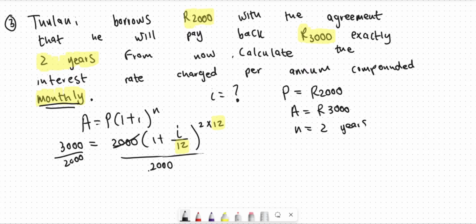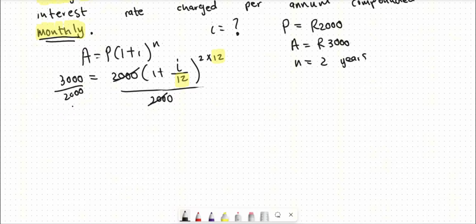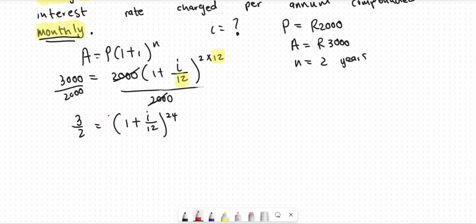And if you do that, these 2,000s are going to cancel. And now this side, you can simplify this fraction. It's actually a 3 over 2, which is equal to 1 plus i over 12, to the power of 24. How do you get rid of that root?